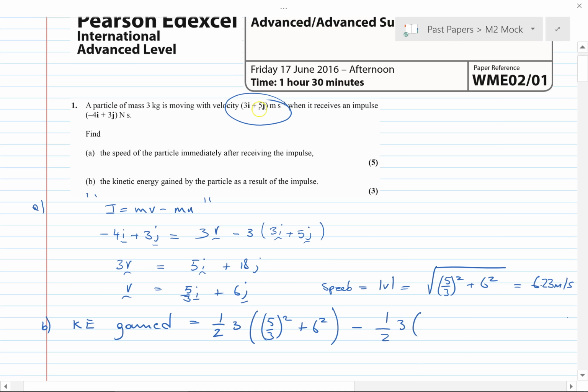Well, that's associated with this velocity, and we can just add the components there. So that speed squared, you just need to square the components there, and when we work it out, should come to 7.17 to 3 significant figures. Okay, so that's the first question done. Let's now look at the second question.